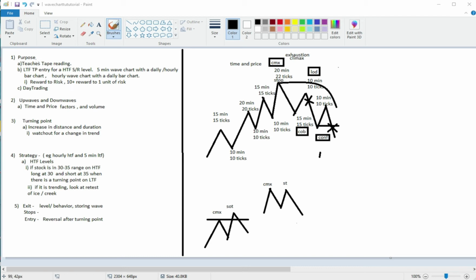Alright, so what is the purpose of a wave chart? It teaches tape reading. That is why it was devised by Richard Wyckoff. It was used to teach tape reading.